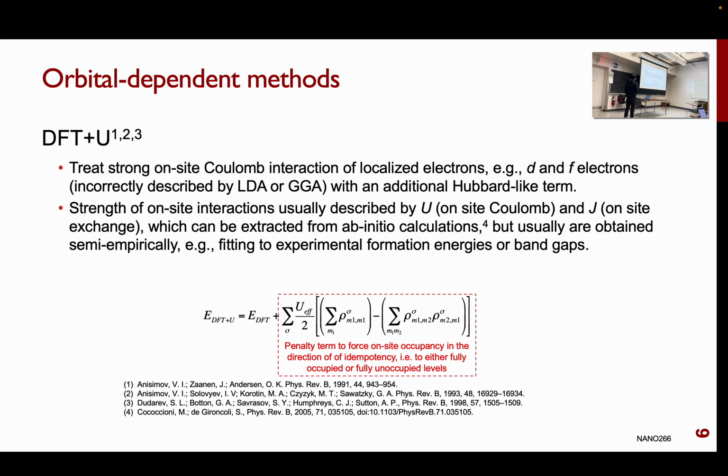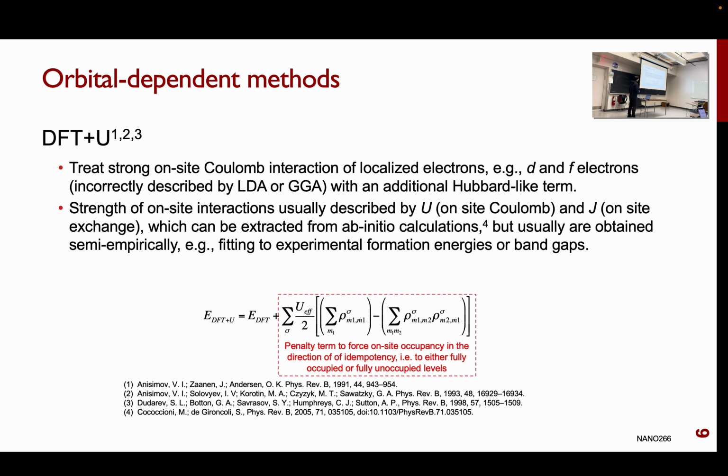So in the DFT plus U method, basically what you do is that you add a Hubbard-like term. The Hubbard-like term essentially is this penalty term right here, okay? And what this penalty term does is that it penalizes partial occupancies of the orbitals that you specify, okay? So typically we will specify that we want to penalize partial occupancies in the d orbitals, for example. And in doing so, the convergence of your energy will go towards a state where you actually have fully integer occupations in your d orbitals, okay?